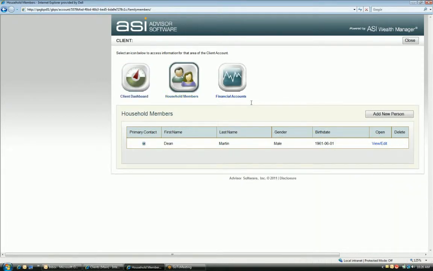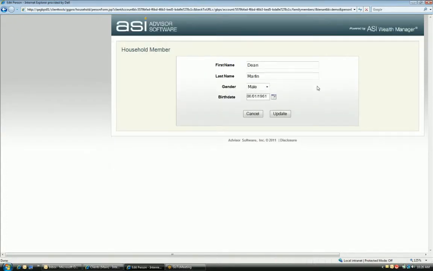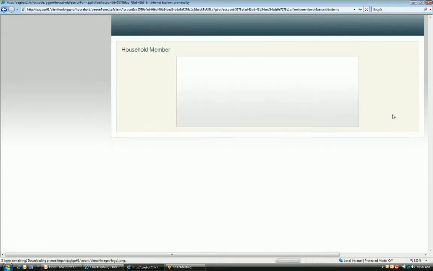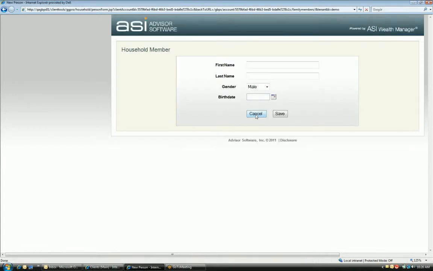So household member information is pretty straightforward. It's name and then two key pieces of information that are important for our analysis, which are gender and birth date, because our balance sheet calculations leverage actuarial present value numbers, and so that information is important. And it's very easy to just add multiple members of the household, adding the same information.